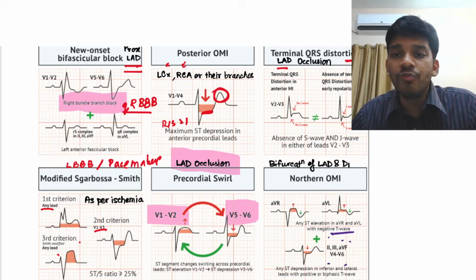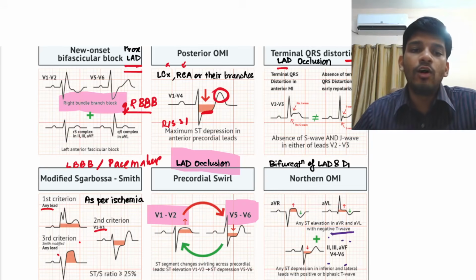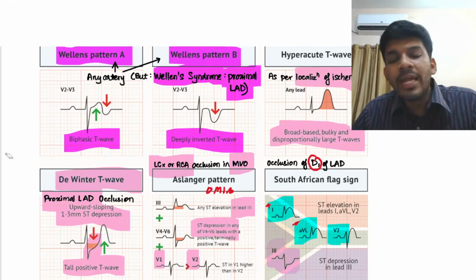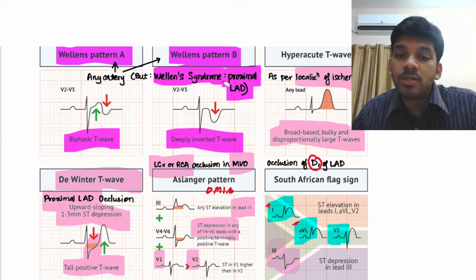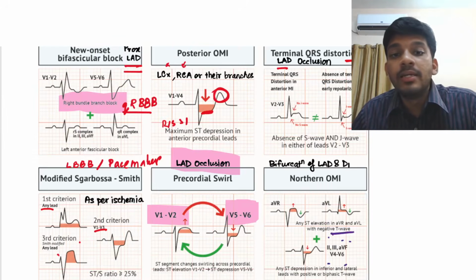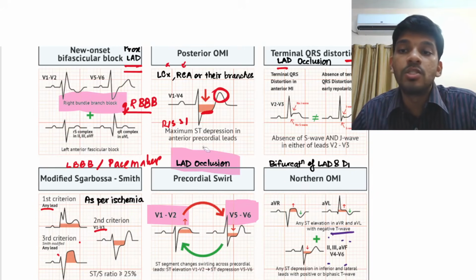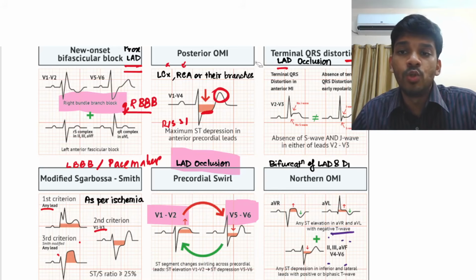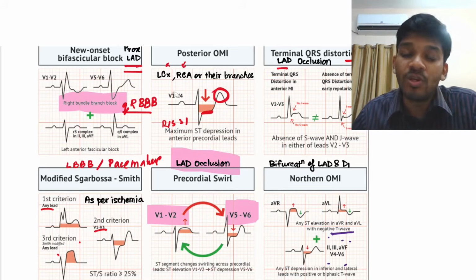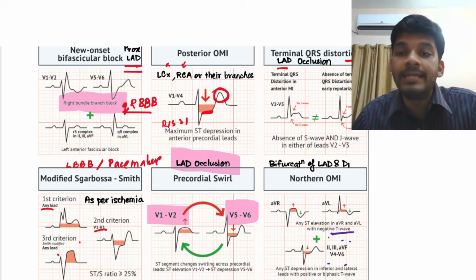So these are all patterns of occlusive MI. As you can see, none of these fit the typical criteria of the ST elevation MI, and many of these give you an idea that it is the proximal LAD which is involved. Wellen syndrome tells you it's a proximal LAD. De Winter T waves tell you it's a proximal LAD. Your northern OMI tells you LAD and D1. Your precordial swirl takes you to LAD occlusion. Your terminal QRS distortion takes you to LAD occlusion. And a new onset bifascicular block also localizes to a proximal LAD.